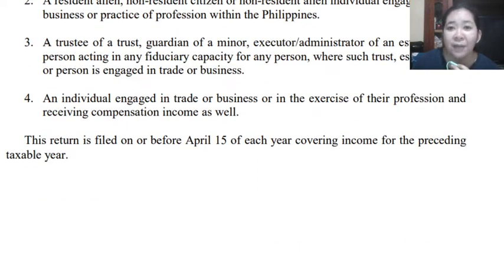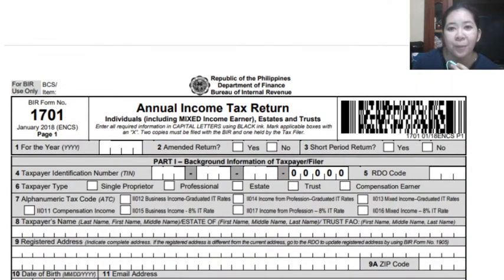Again, the deadline for this is every April 15 of each year, covering income for the preceding taxable year. Therefore, the taxpayer shall file this form on or before April 15 of the next year to avoid penalties for late filing. So this is how our BIR Form 1701 looks like.